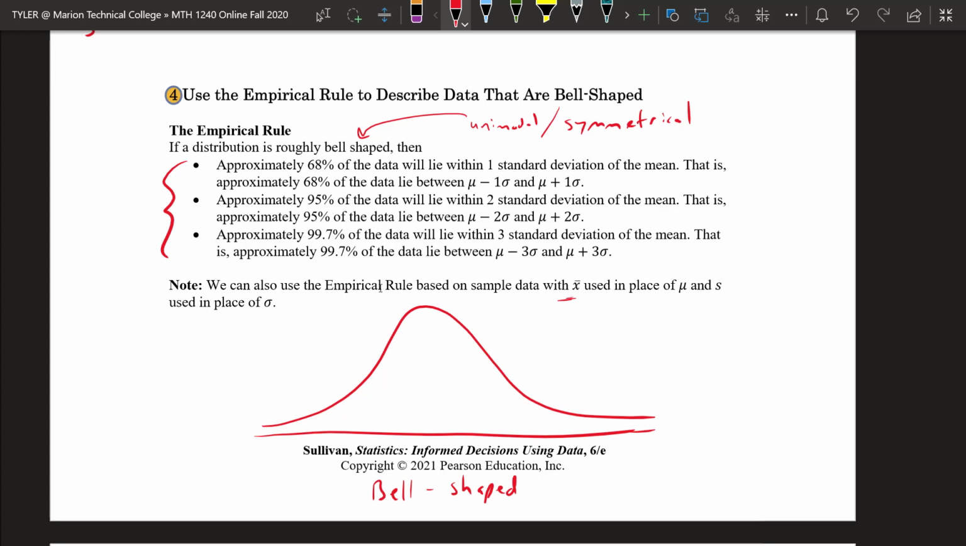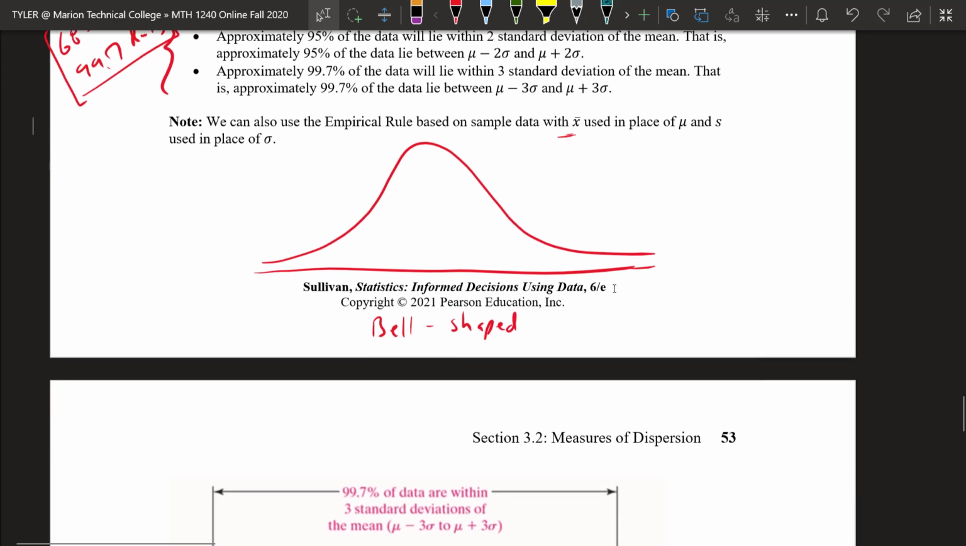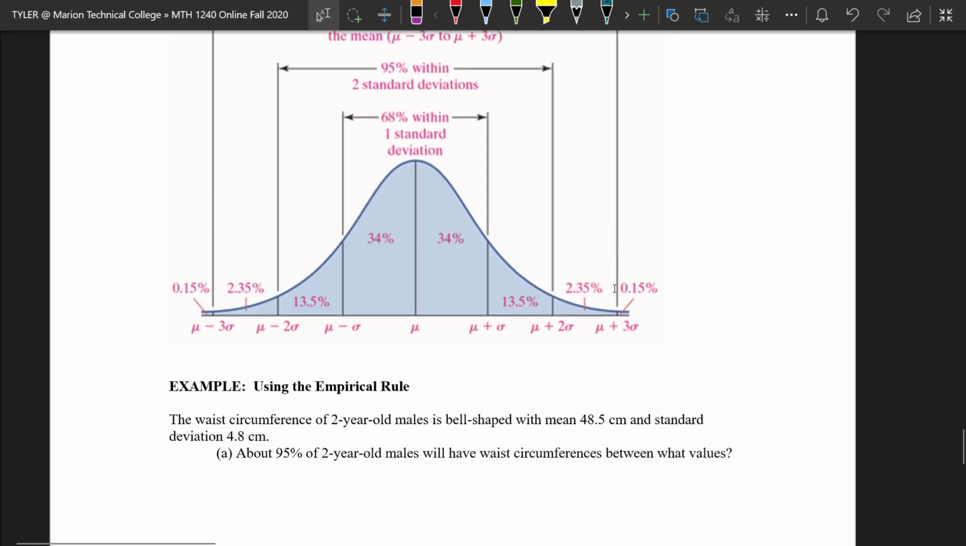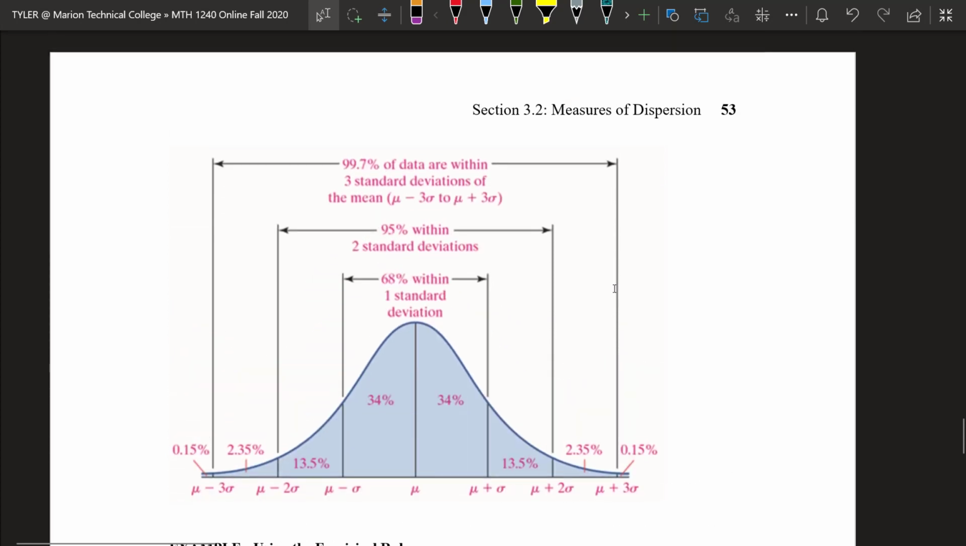This is often referred to as the 68, 95, 99.7 rule. You definitely want to know these three numbers and know them well, because we're going to use them a lot. I usually joke with my students that you want to get a tattoo of this or something.